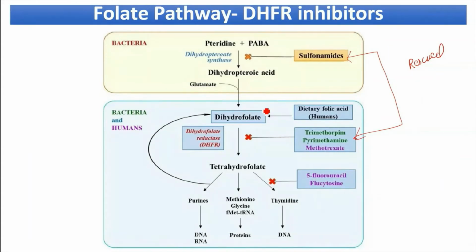If you try and inhibit one process, they try and identify a rescue process and they still survive. But if you are inhibiting two enzymes of the same pathway, then there are hardly any chances that the organism will survive. So this is your first understanding of what is known as combination therapy, whereby in the combination therapy, you are giving one sulfa drug plus one DHFR inhibitor.